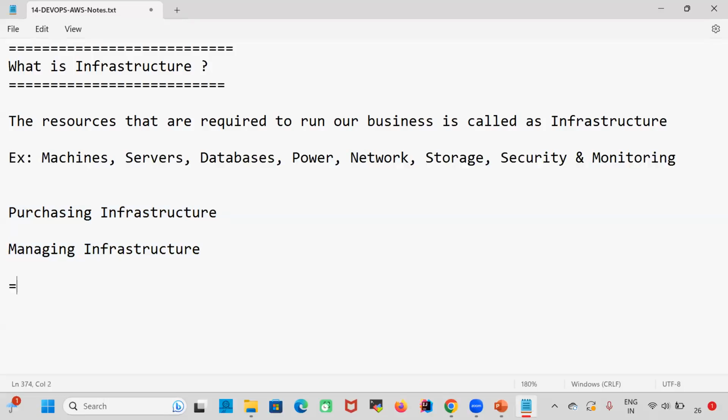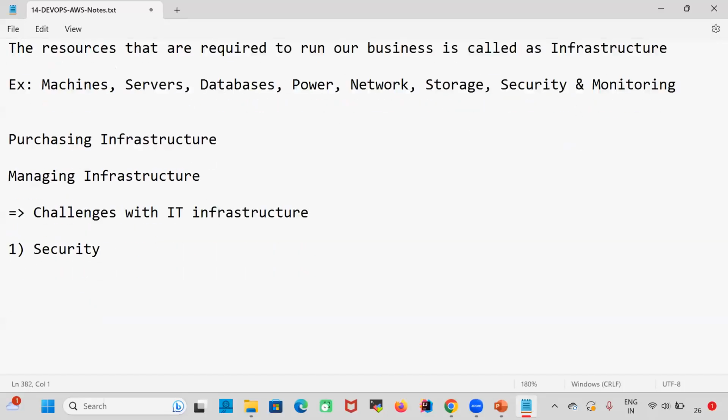So we are going to face challenges with the IT infrastructure. What are the challenges we are going to face? The first challenge is security. How to secure your servers? How to protect your servers from the hackers? How to get the privacy for your data? That is the first problem.